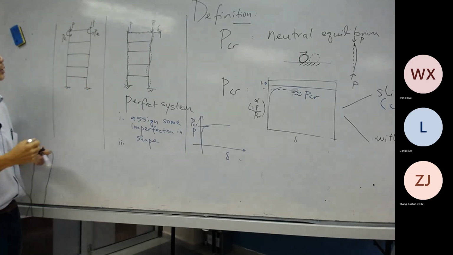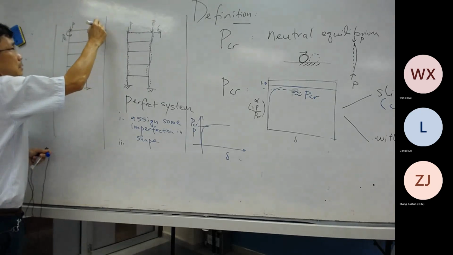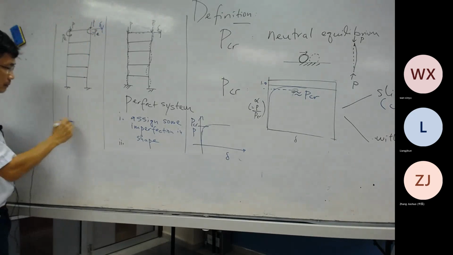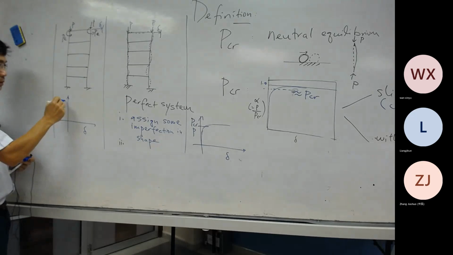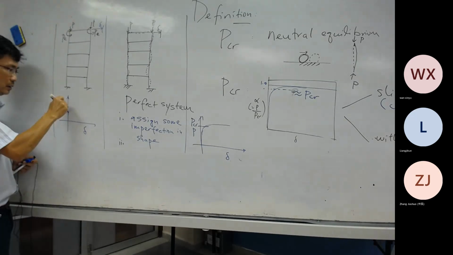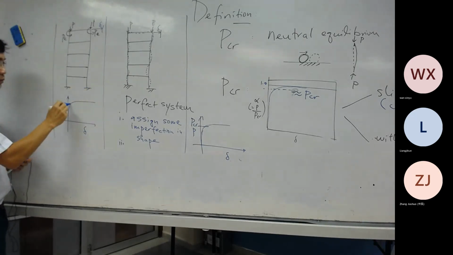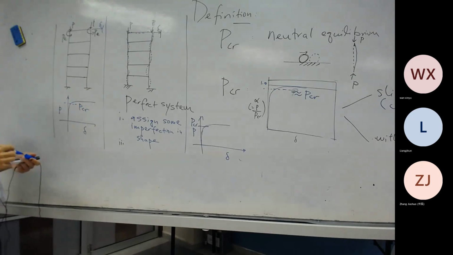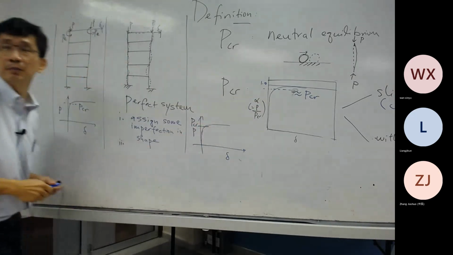Then again, you monitor one of the deflections at the top. Then you plot the graph again. Then again, you are going to get your P. This eccentricity must not be applied too large. Too large, then you won't get a good estimation, and suddenly you get an increase again like this. So this will be the approximation of P critical using this approach, where you assign some imperfections.